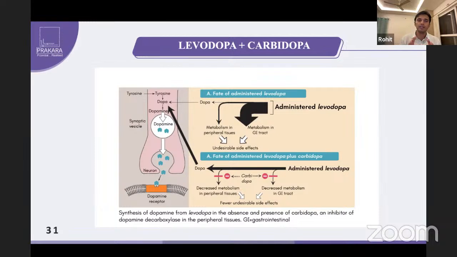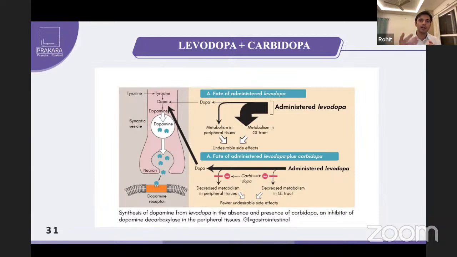So this has two disadvantages. One is that enough drug does not reach the central nervous system. The second problem is, because it is metabolized in the GI tract, there are a lot of undesired side effects. So when we add carbidopa to this levodopa, it prevents the peripheral decarboxylation of levodopa. So one advantage is that the side effects are minimal. And the second advantage is that more dopamine is available in the neurons.